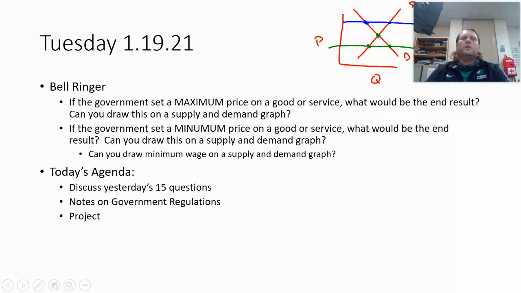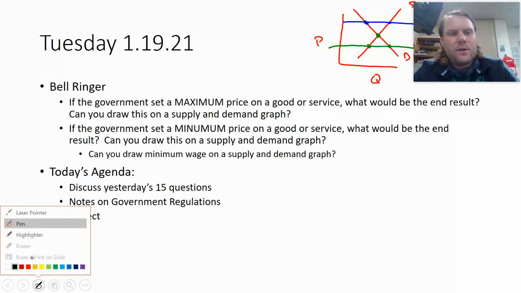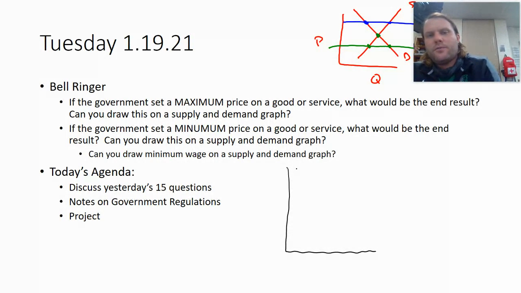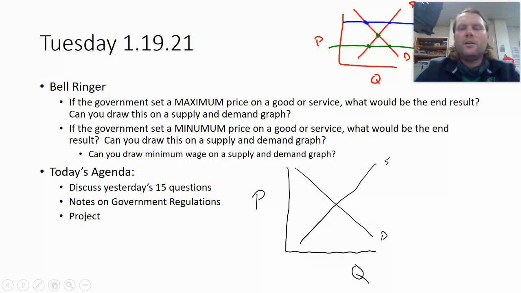Okay, so just to give you an insight into what we're talking about today, if the government were to set a maximum price on something, what would that look like on a graph? If you want to pause it and think about the answers to these two questions, we're going to set a maximum price, meaning that we're not going to let the invisible hand work here. Again, the government's not going to allow the market to work, okay?